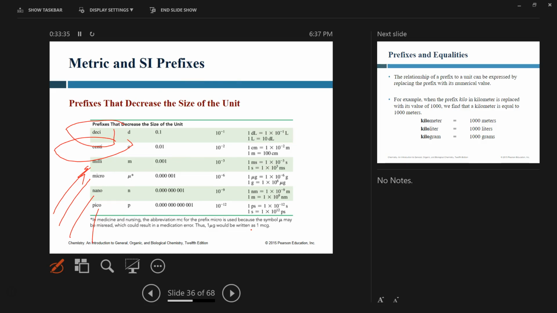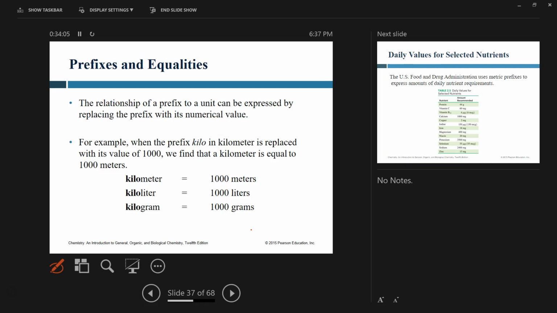So far, prefixes, do they make sense? Now, what you can expect: which of the following prefixes corresponds to 1,000 times more? Kilo. Which of the following prefixes corresponds to 1,000,000 times less? Micro. Am I clear? We're good. Fantastic. So that shows you the relationship.